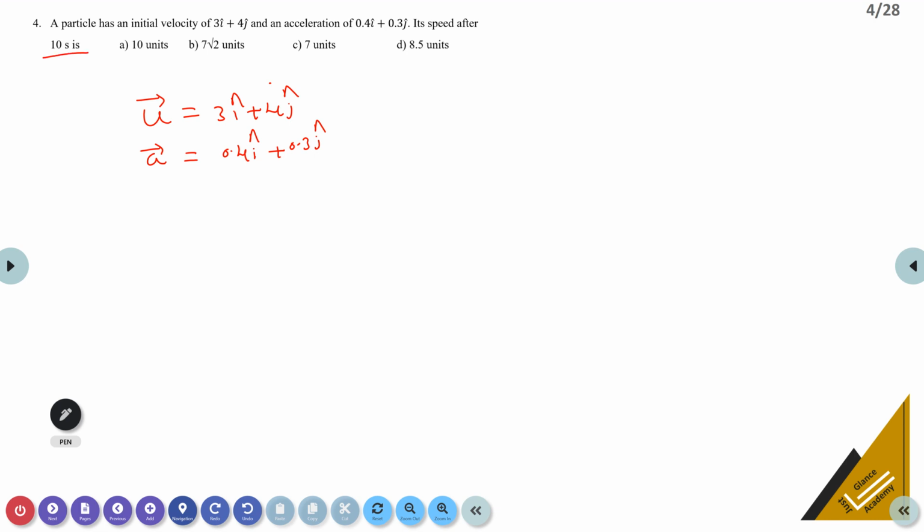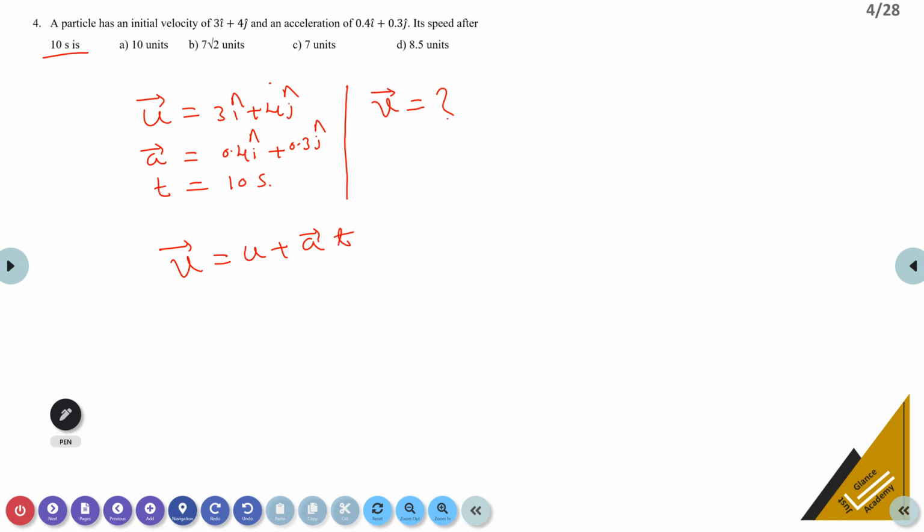Its speed after 10 seconds, t equal to 10 seconds. What we are supposed to calculate is its speed after 10 seconds, meaning the final velocity equal to what? We know u, we know a, we know t. Then how to calculate v? Use the formula v bar equal to u plus a bar into t.